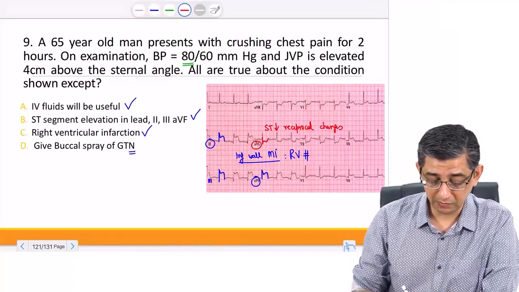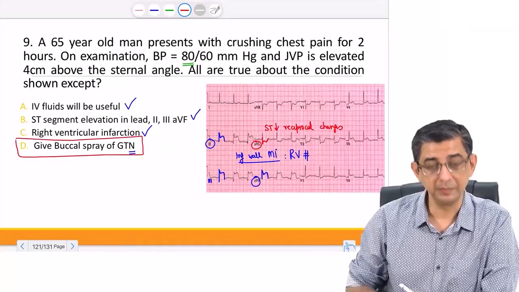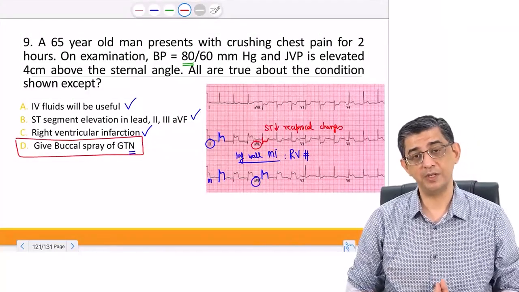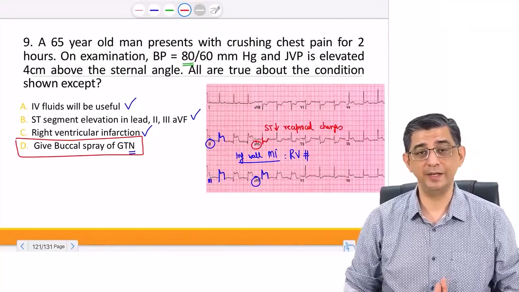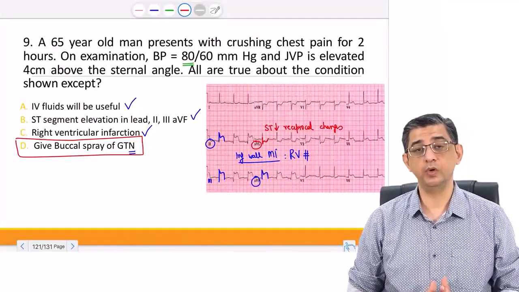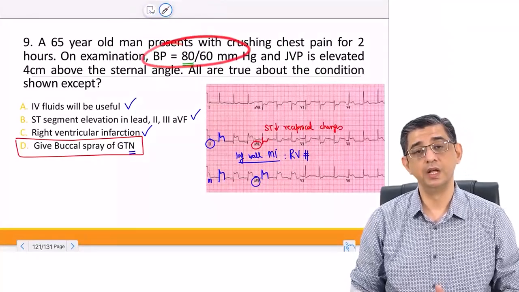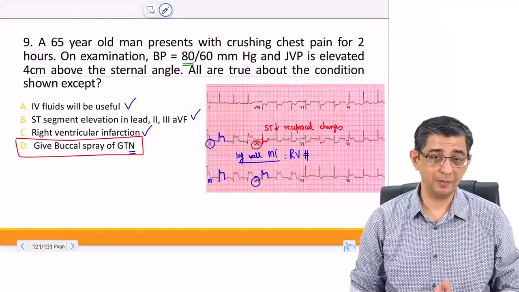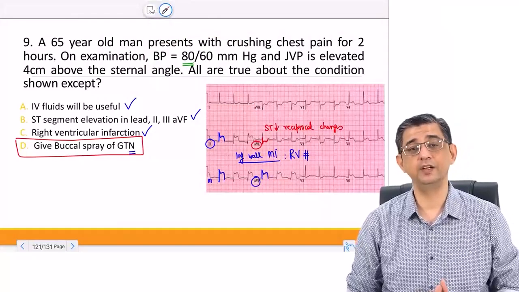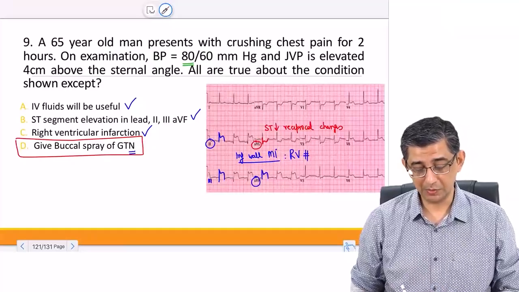I have highlighted this even in the routine lectures that we do not give nitrates to patients of inferior MI. Nitrates are contraindicated, especially if systolic blood pressure is less than 90 millimeters of mercury. Even if you cannot interpret this ECG, the basic point you need to understand is the dramatically low blood pressure values of this person, and since the BP values are dramatically low, GTN will definitely not be administered. The answer to this question is option delta.